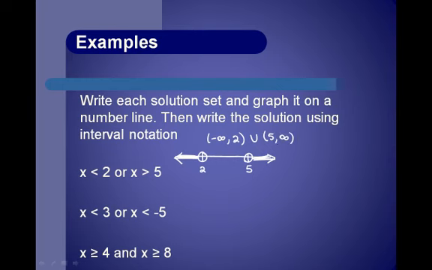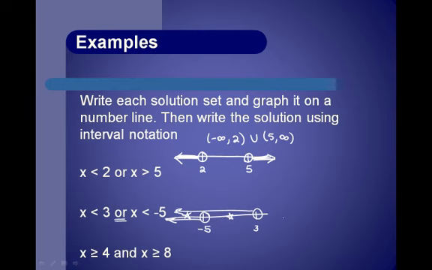Now for the second example, x is less than 3 or x is less than negative 5. Let's put our numbers on there. We've got to go in order, so we've got negative 5 and then 3. So x is less than 3 is from here all the way back. X is less than negative 5 is from here all the way back. Now because it's an or, notice if you pick a point back here, it satisfies both of them. If you pick a point in here, it only satisfies x is less than 3, but because it's an or, that's okay.